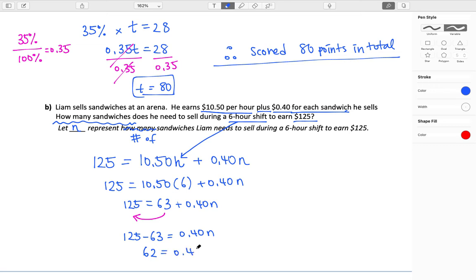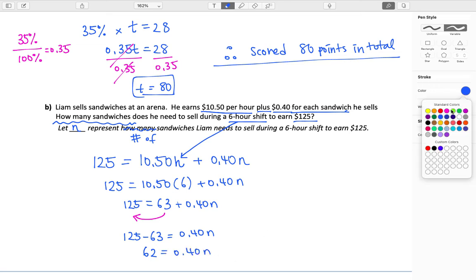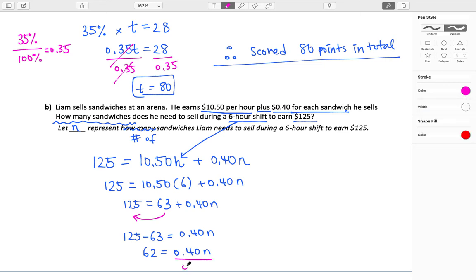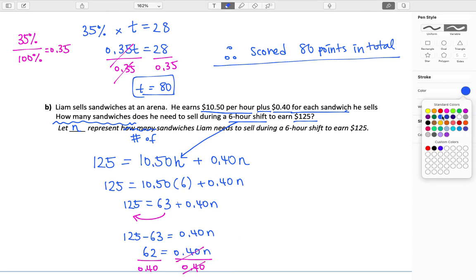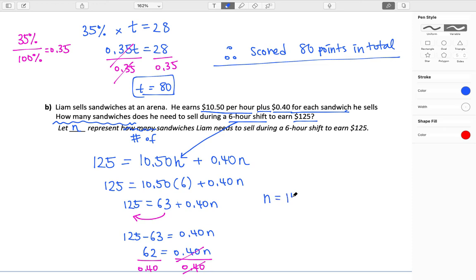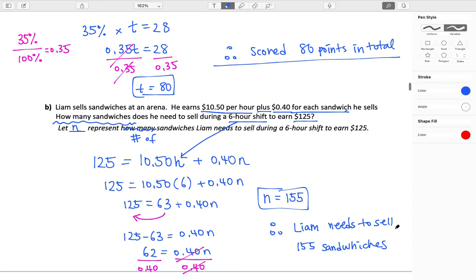equals 0.4 N. And now we know that we don't want anything in front of N. So I'm going to divide both sides by 0.4. So it cancels out. Therefore, N is equal to 155. So what does that really mean? Well, Liam needs to sell 155 sandwiches in order to earn $125.